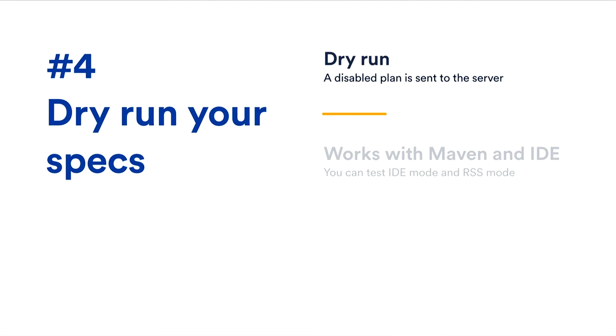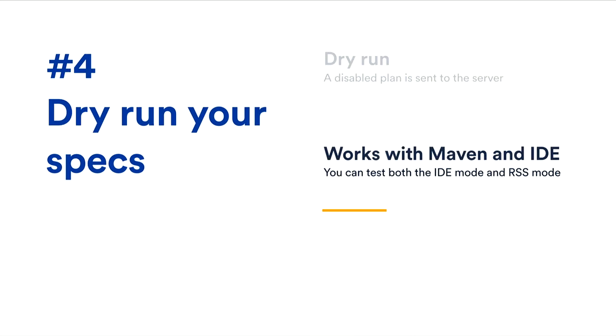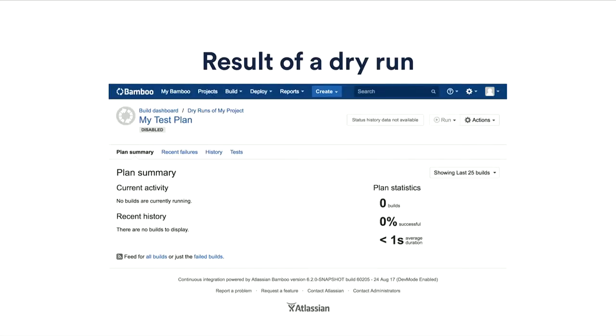your wallboards. That's why we came up with a dry run where you would send a disabled plan to the server into a separate place, and then you can have a look at whether your spec change actually did what you wanted. This obviously works with Maven and IDE, and also in the repository stored mode, about which I will talk a bit later. And this is how a plan would look like after you dry run it.